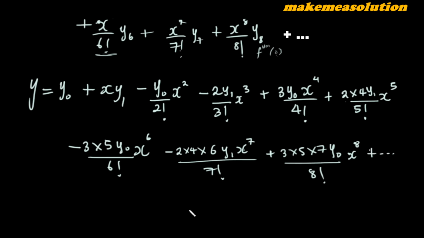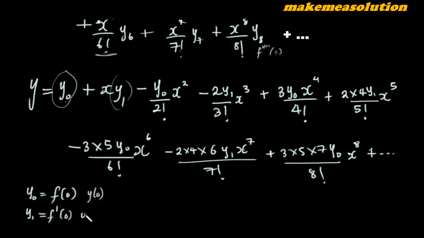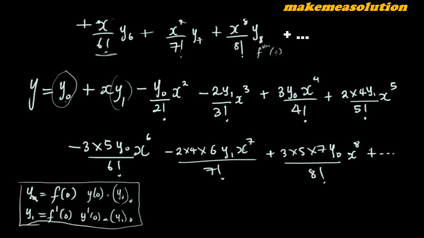Now, one thing you should notice is that in the power series solution of second order differential equations, your answer is going to be expressed in terms of y0 and y1. y0 is actually your function, your f of 0 or your y of 0. Now y1 is actually your f prime of 0, or your y prime of 0, the value of the first derivative at the point 0. So y0 and y1 are initial conditions.